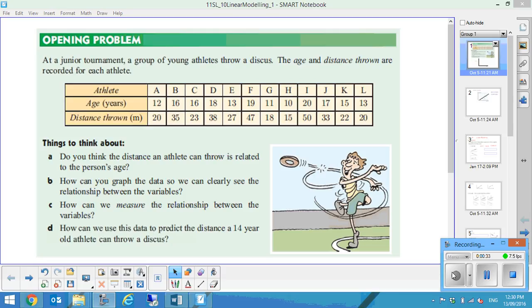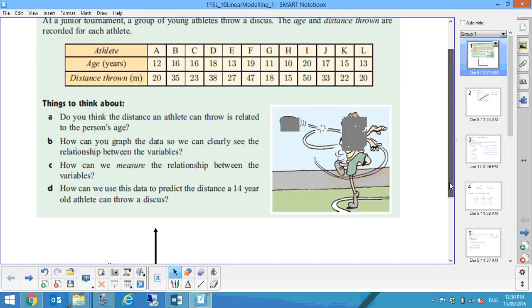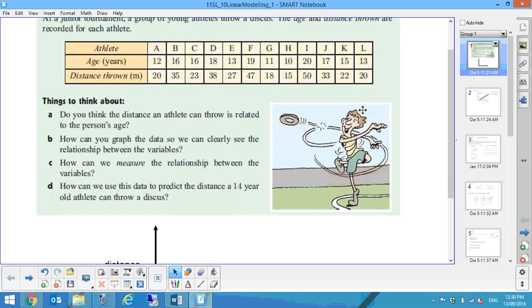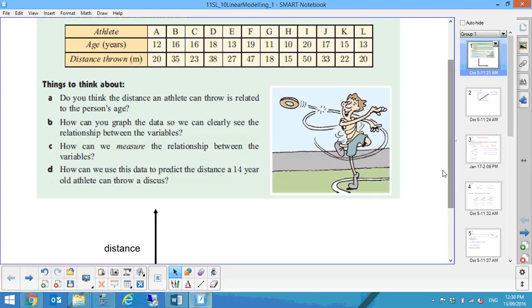So this opening problem looks at an athlete. At a certain age, he can throw a discus a certain distance. And so the whole statistics around, well, how far can he throw? Doesn't age make a difference? If you're older, can you throw further? And all those questions come into it. So in this case, we'd get a whole lot of data and then do all those statistics on it, find mean and median and all those. We could also plot it up.